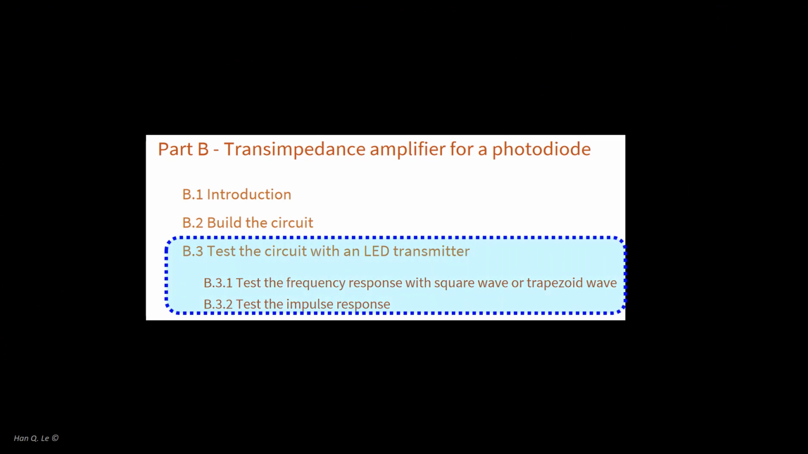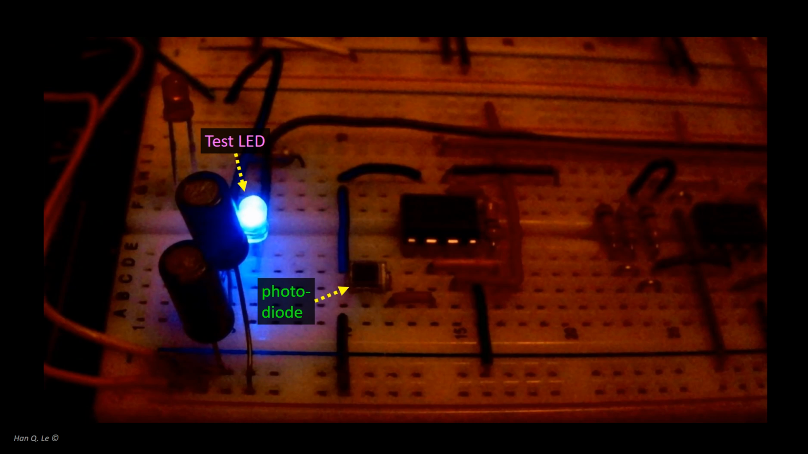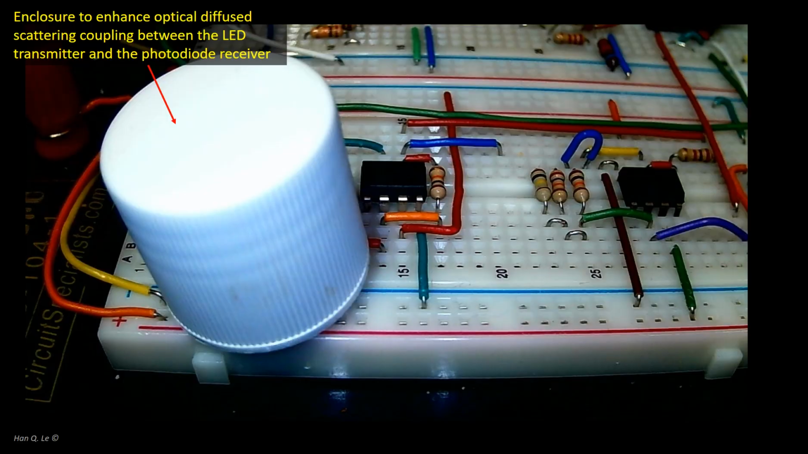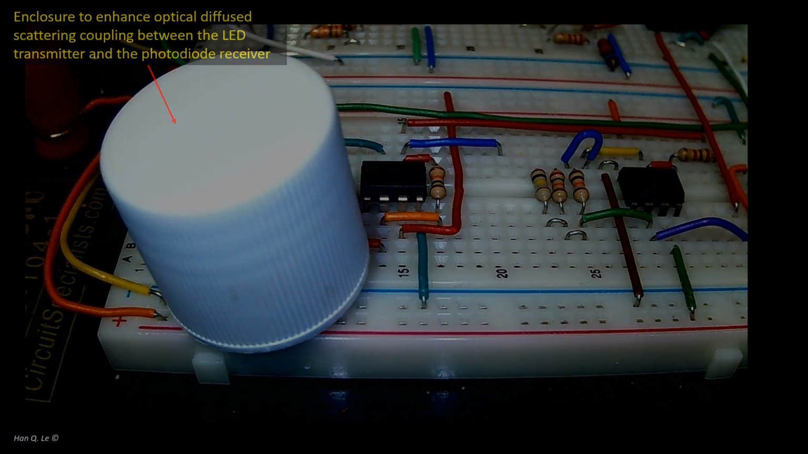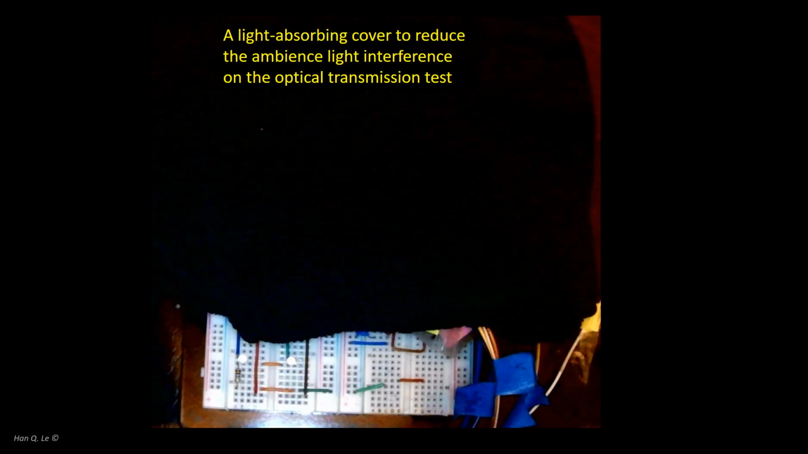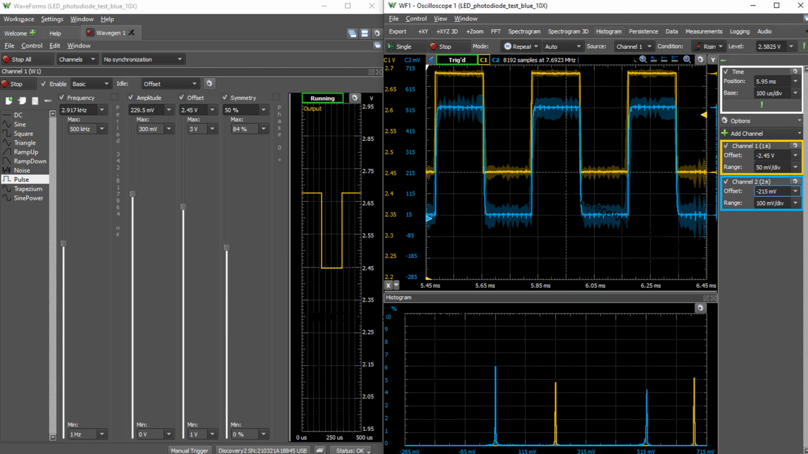The circuit is to be tested with the onboard LED transmitter. The test LED was driven with low power and was dim compared with the ambient room light. An enclosure was used to enhance the coupling of the LED and the photodiode. A piece of black cloth was used to further shield the optical receiver from ambient room light. A test was to ensure no detectable change in the current signal when the room light was switched on and off. This shows the measurement screen view of the test.